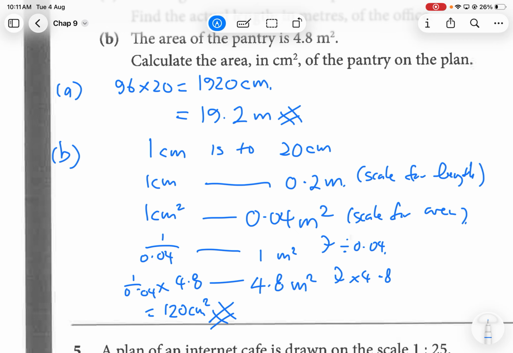You divide by 25, it will still be in meters, then you have to convert it to centimeter. The 25 itself is just the scale factor, the scale. So it doesn't change your unit. Get 30,000 cm. Then you take 1 cm.